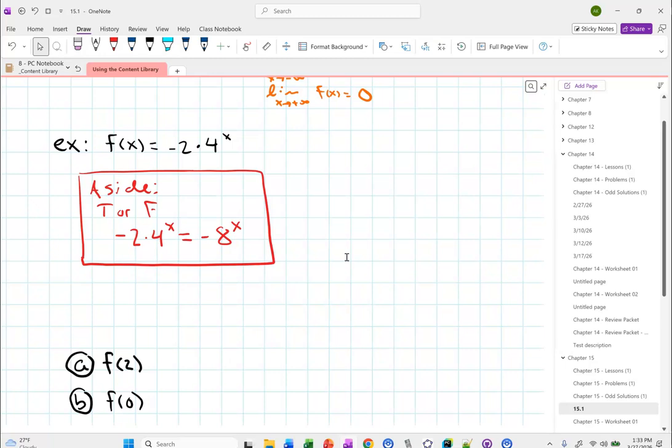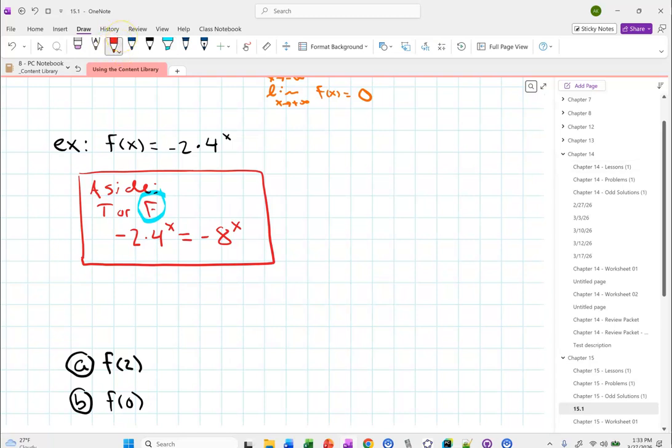True or false? -2 times 4 to the x is equal to -8 to the x. It's true. Wait, oh, you can't have a negative exponent. You can have an exponent on a negative number, that's fine. You can't combine them because they're not the same. Yeah, so it is false.